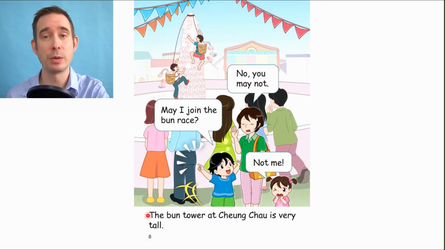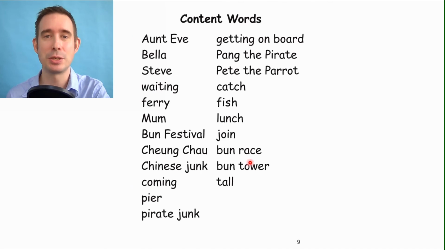All right, at the bottom, now we have our text first. So let's read the text. The bun tower at Chong Chow is very tall. So there's Steve, and let's see what Steve wants. May I join the bun race? And what do you think Mom's gonna say? Look at her face. No, you may not. Now that's the first time she said no. What about Bella? Bella always says me too. Not this time. Not me. Oh, it must be too tall.